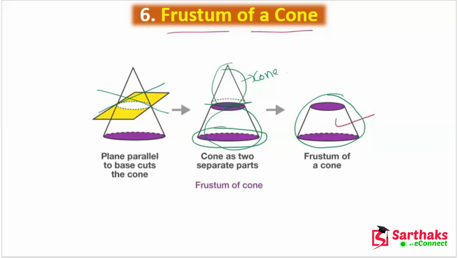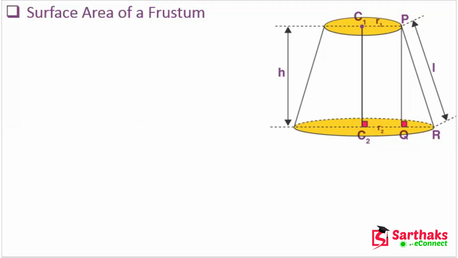Now let's see the surface area and volume of the frustum. What is the surface area of a frustum? As you can see, this is our frustum. In the frustum there are two circles, this is circle 1 and this is circle 2. I hope you get this point.